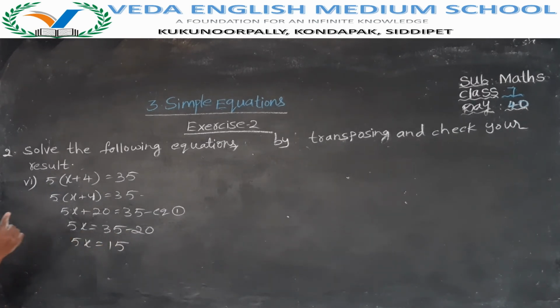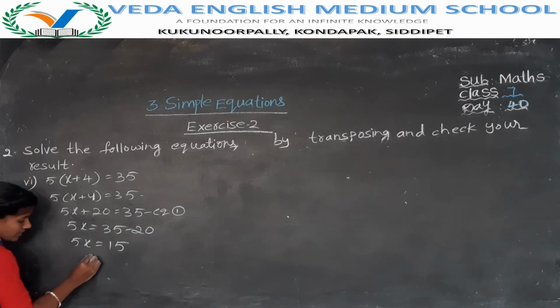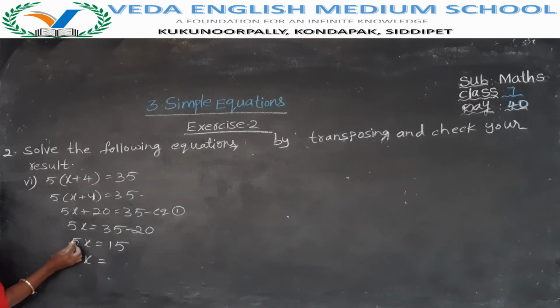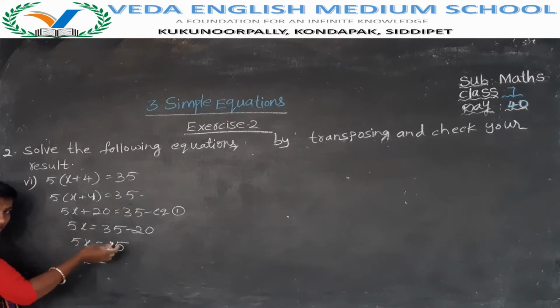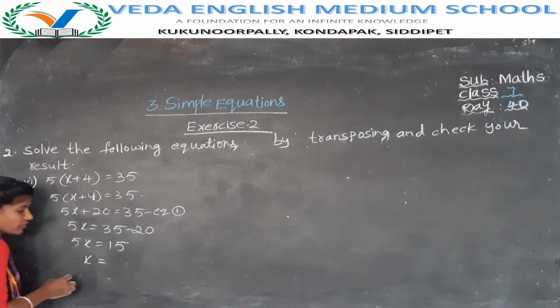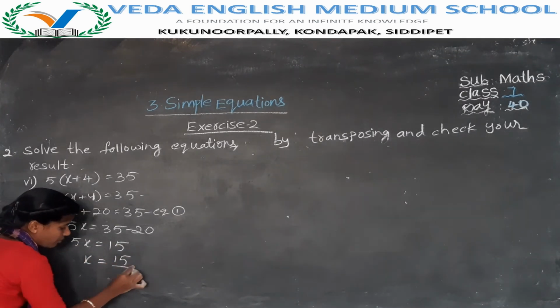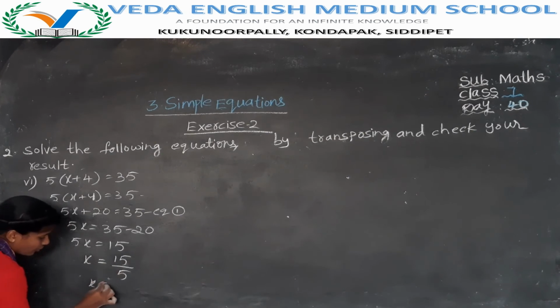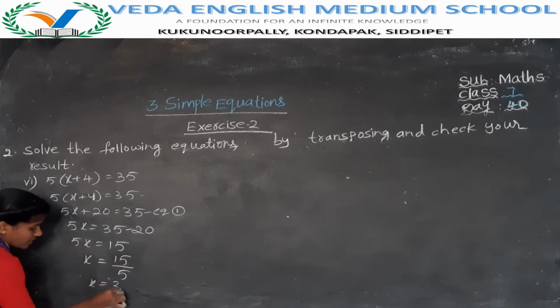Here on the LHS side we need only x. So x is equal to... On the LHS side, 5 and x are in multiplication. When it goes to the RHS side, 15 is divided by this 5. So 15 by 5. x is equal to: 5 1s are 5, 5 2s are 10, 5 3s are 15. Directly.